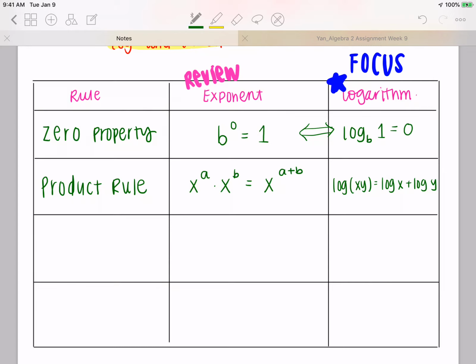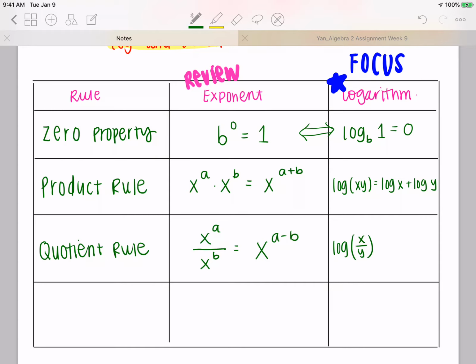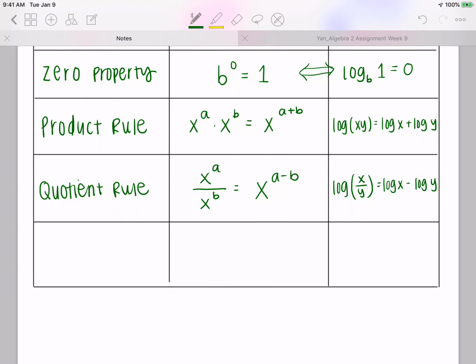Okay, and then the next one is called quotient rule. Quotient rule means division. If I have x to the a power over x to the b, this equals x to the a minus b. Okay, so for logarithm, if I have log of x over y, this equals log x minus log y. Okay, we'll practice these rules in a little bit.